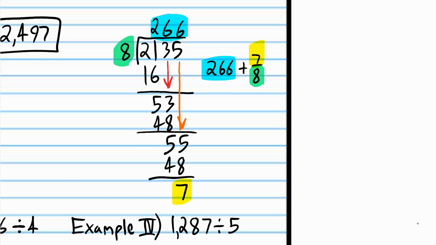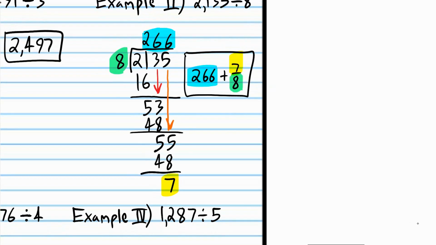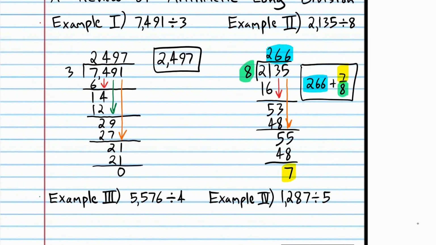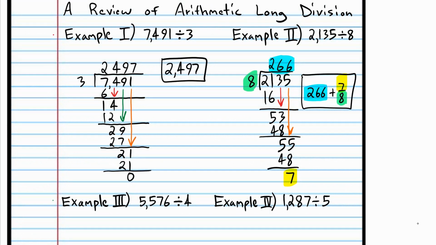Now just be aware that you can write it as 266 and 7/8. That's a mixed number. You can write it that way if you want, but I prefer if you wrote it in this form because we're going to need that form in the next class. So go ahead and try example 3, and when you come back, we'll do it together.